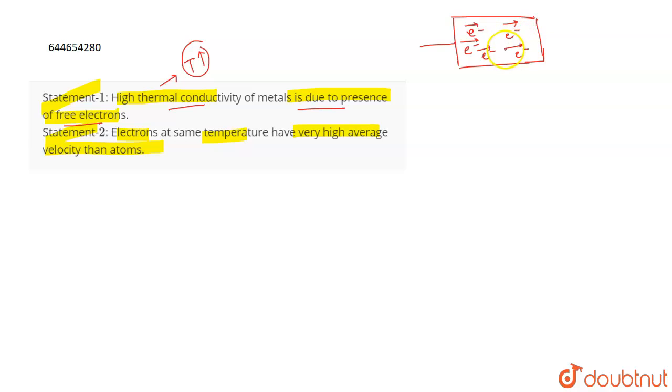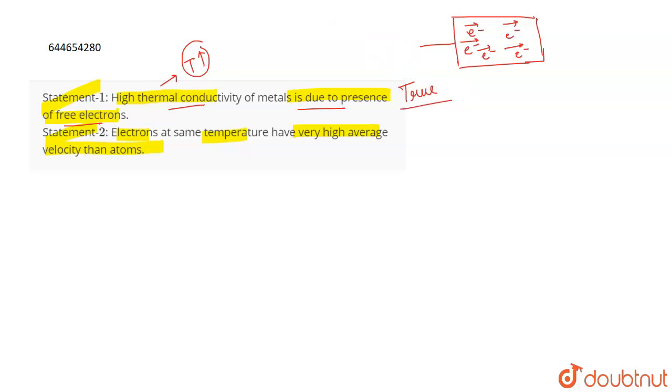So due to the movement of these free electrons which are present in the metal, on increasing the temperature, the thermal conductivity is going to increase, right? They're going to conduct more. That is what is going to happen, because when we are increasing the temperature, the thermal conductivity is increasing, and that is increasing because of the movement of these free electrons that are present on the surface of the metal. So the first statement is a true statement.